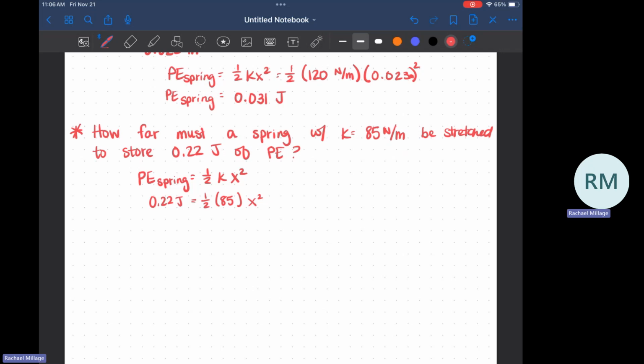Okay. So can't we do 1/2 times 85? 1/2 times 85 is going to be 42.5. And then that equals 0.22, and then divide both sides, and then get the square root of that.